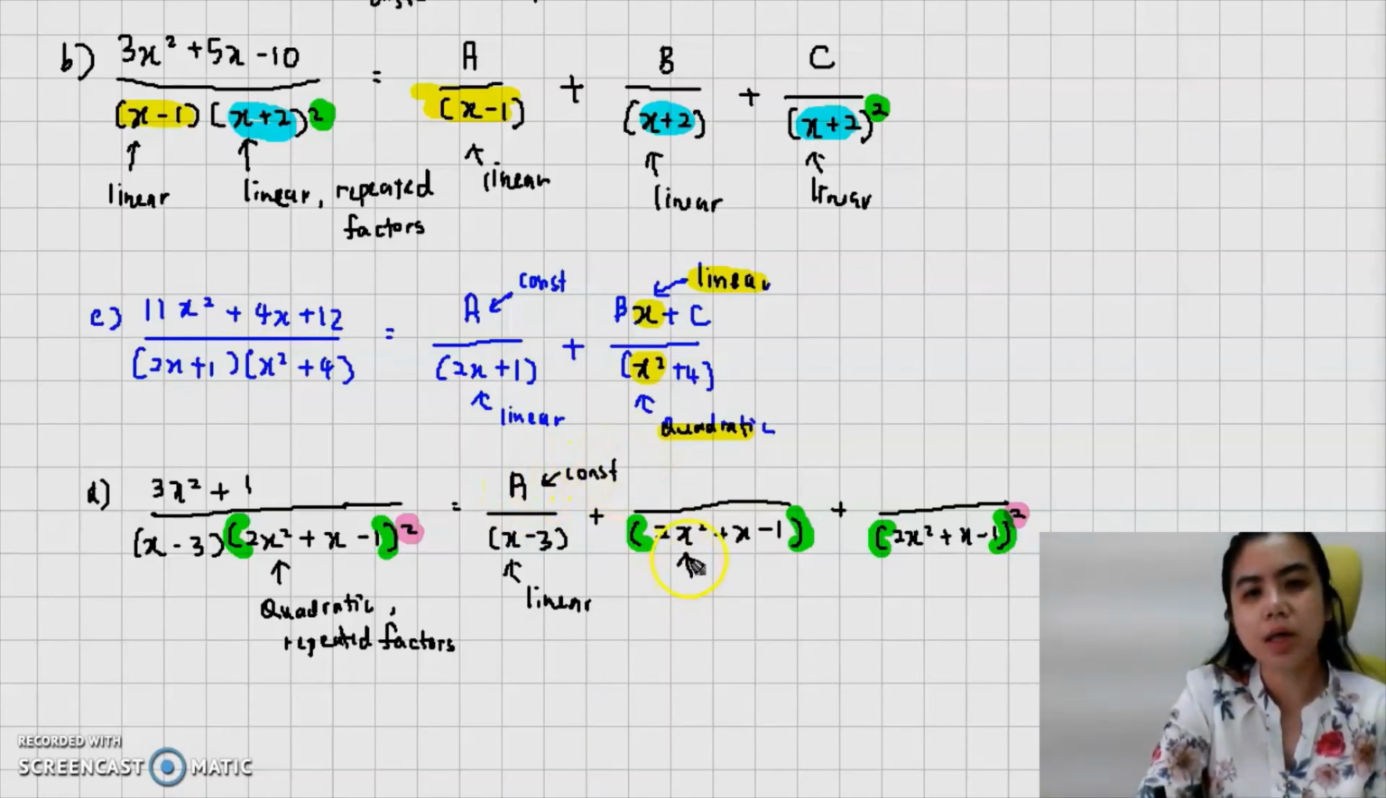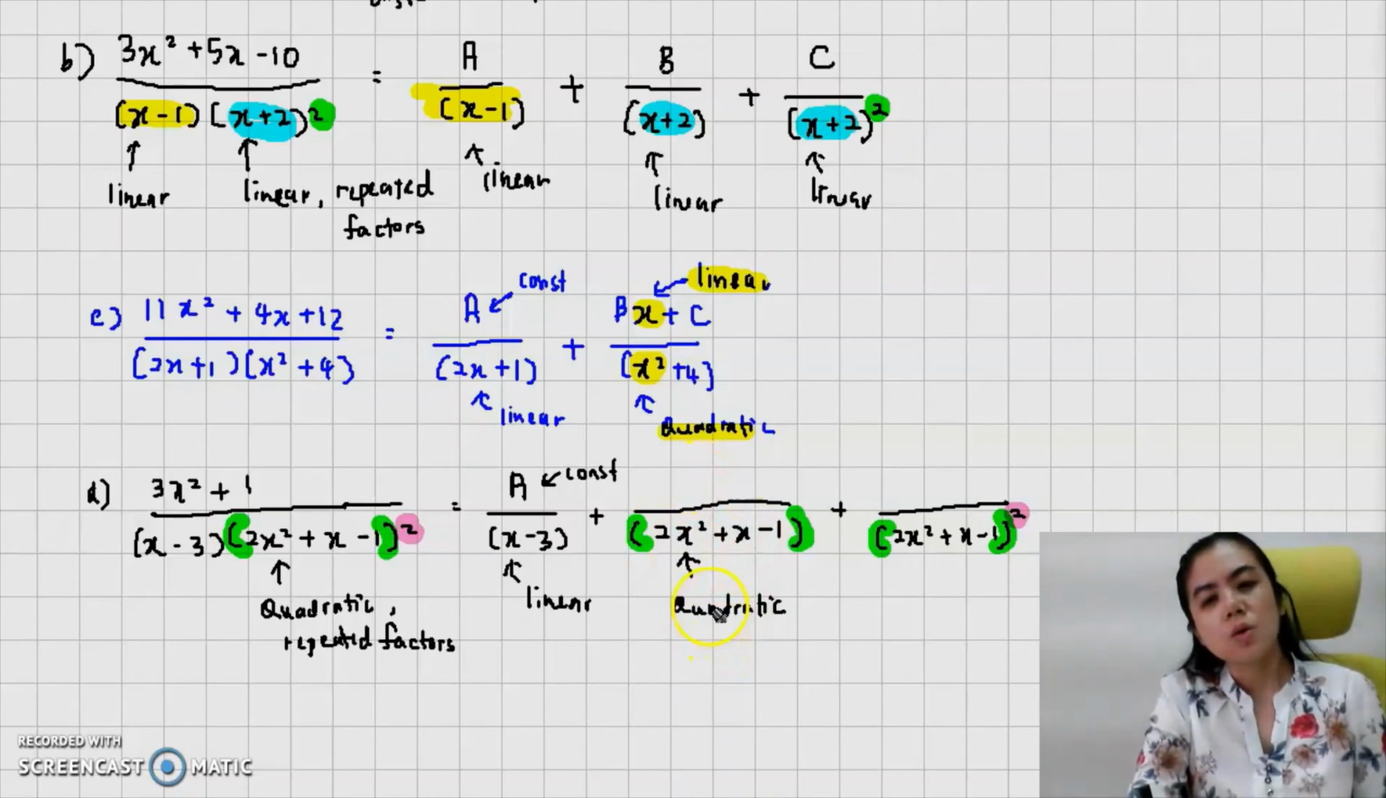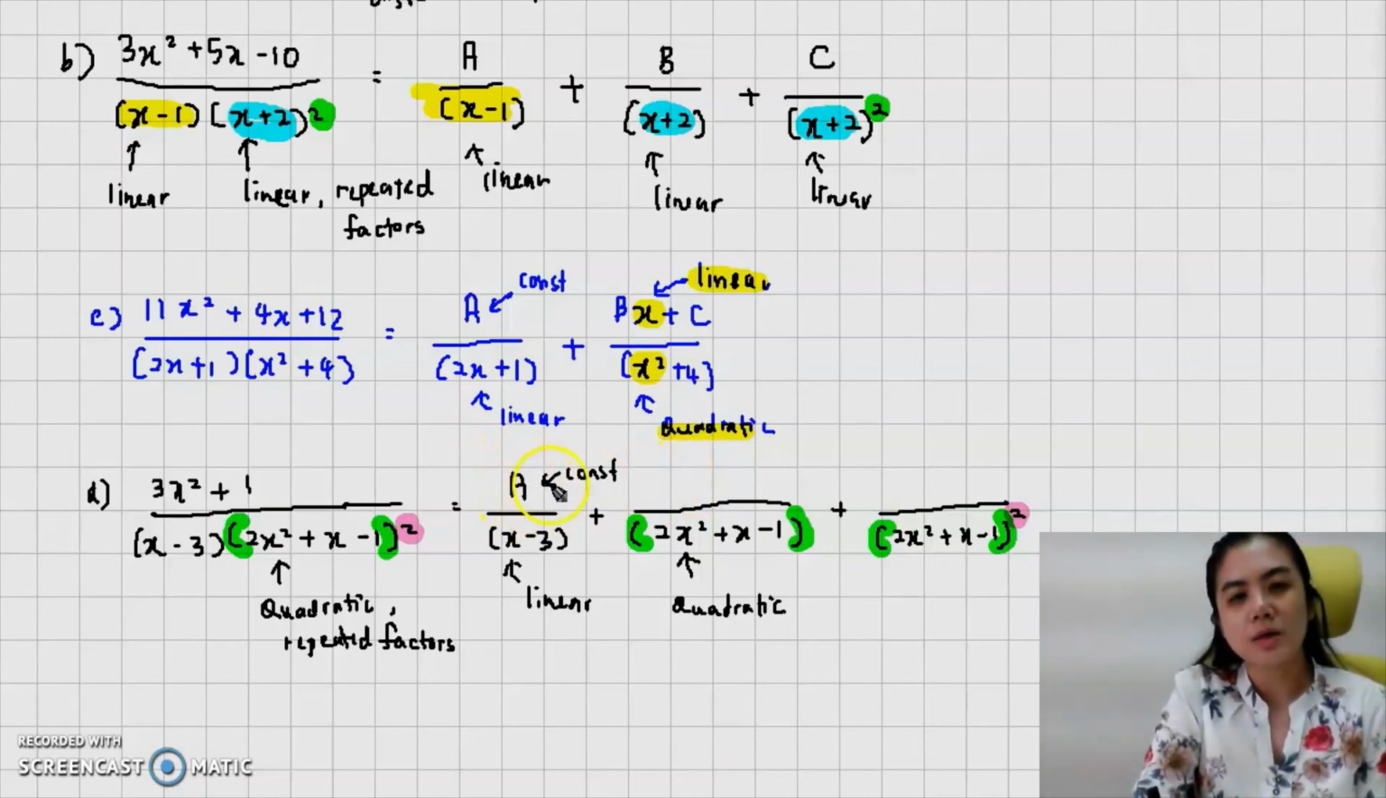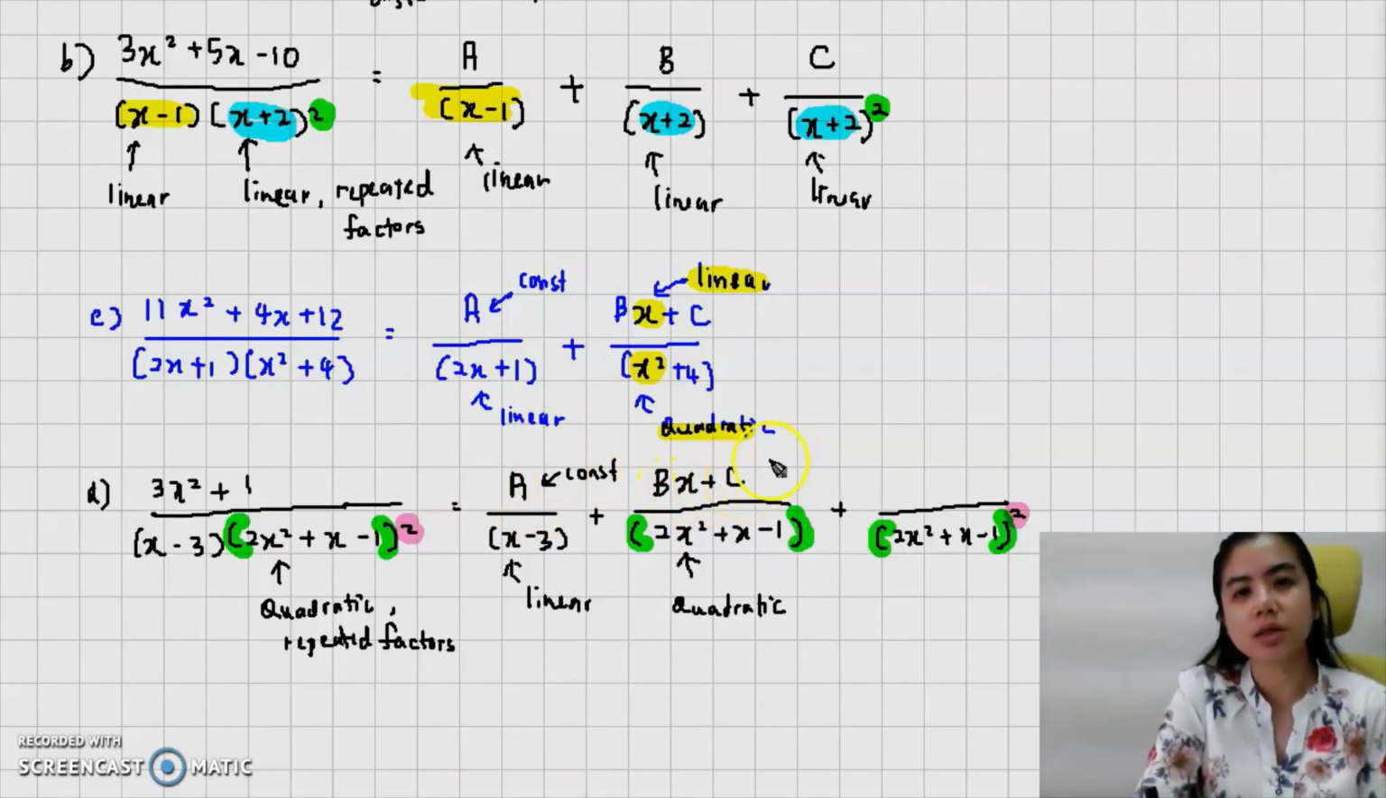Okay, this one is a quadratic. So when you have a quadratic at the bottom, on the top it will be linear. Since we have used the A, we should go for B. It is bx plus c. Alright, so this is a linear.